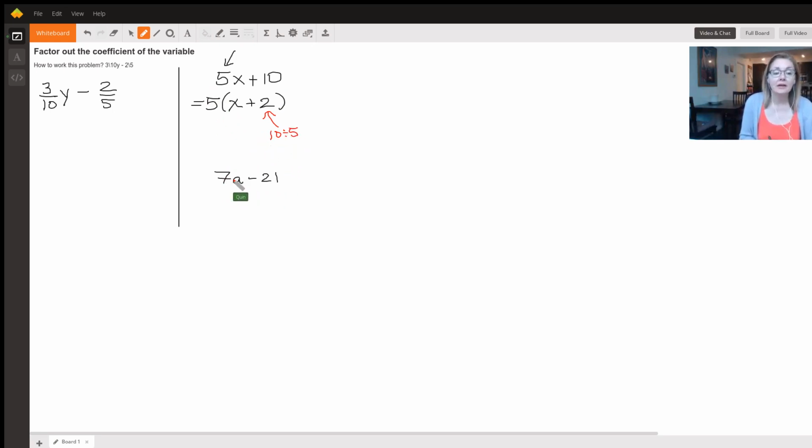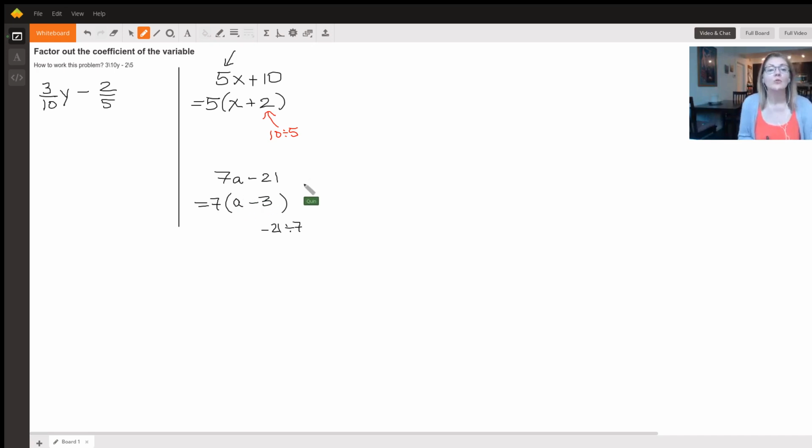So keeping that in mind, let's look at 7a minus 21, another polynomial, actually a binomial because it has two terms. The coefficient of the variable a is 7. So again, we're going to factor out the coefficient of the variable. So I'm going to factor out the 7. And what would be left behind? Well, the a, of course, in the first term. But then, if you think about it, what's negative 21 divided by 7? Negative 21 divided by 7 would be negative 3. Negative divided by a positive is a negative. So this is 7 times the quantity a minus 3.